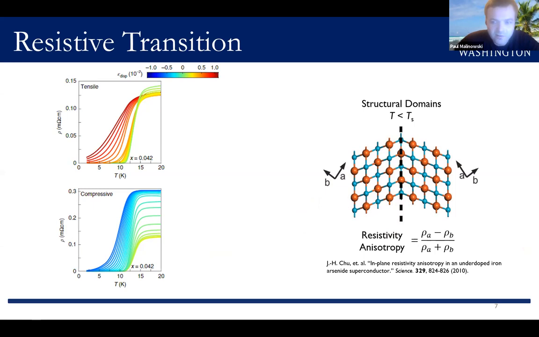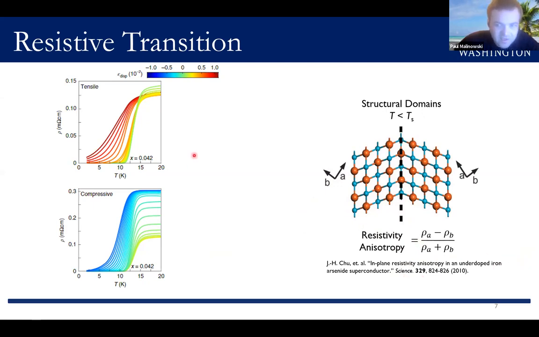So for small values of applied stress, the effect is just to align these twin domains, while no individual domain experiences any strain. And the large resistivity change we observe can be attributed to the large resistivity anisotropy that's known to exist in the orthorhombic phase.